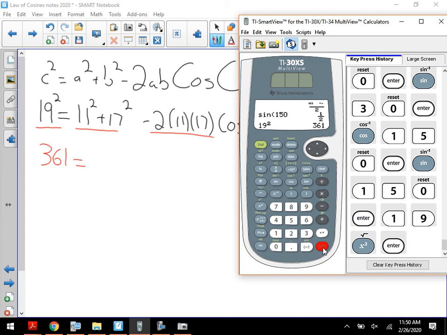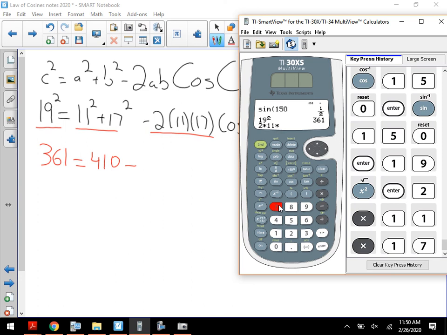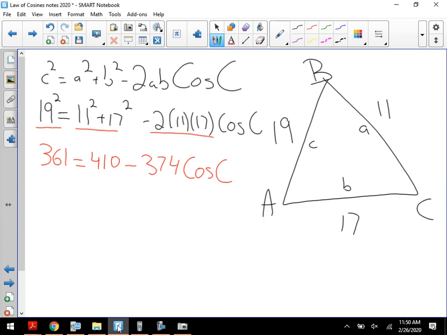11 squared plus 17 squared is? 410, thank you. Minus, well, 2 times 11 times 17 is, not and, I mean multiply, excuse me. Negative 374 cosine of C. Everybody with me on that? All we did is we broke down the small chunks.